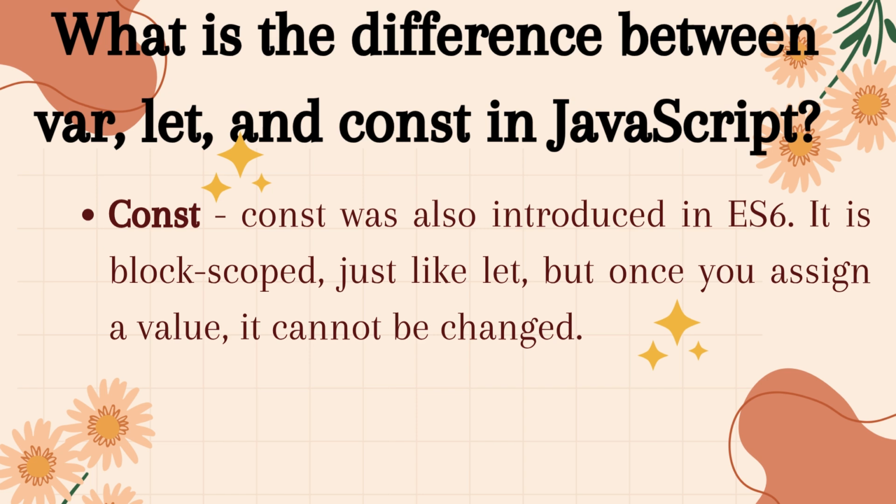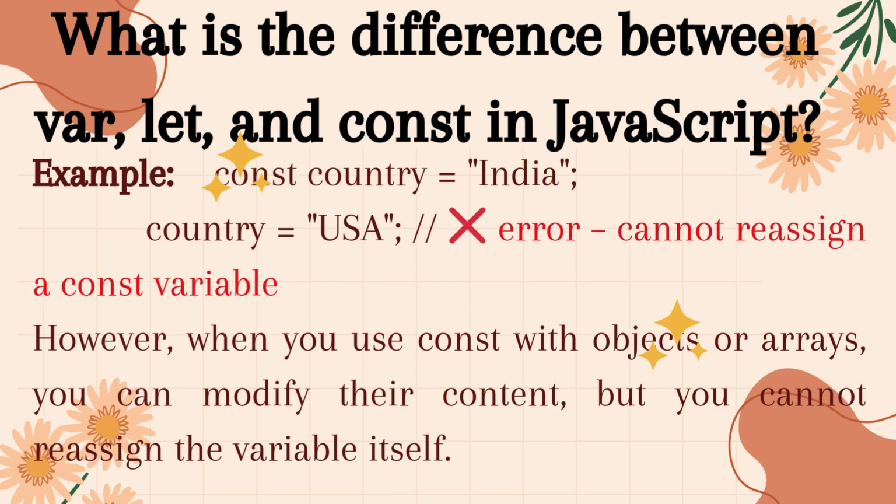3. Const. Const was also introduced in ES6. It is block scoped, just like let, but once you assign a value, it cannot be changed. For example, if you create a constant variable called country and assign it the value India, you cannot change it later. If you try to assign a new value, like USA, JavaScript will show an error, because const variables cannot be reassigned. However, when you use const with objects or arrays, you can still modify their content, but you cannot reassign the entire variable itself.